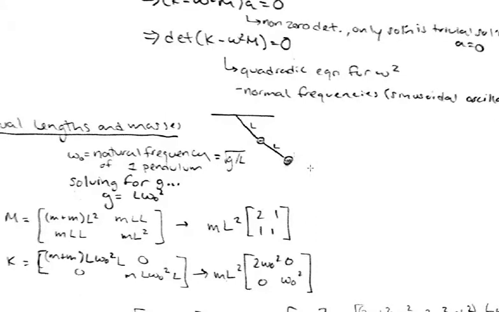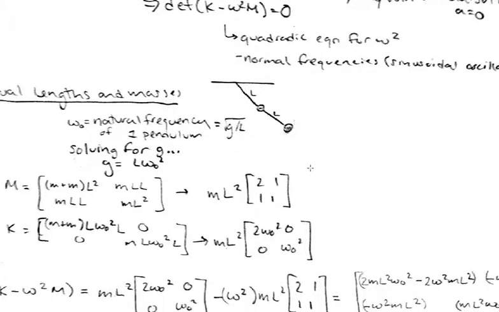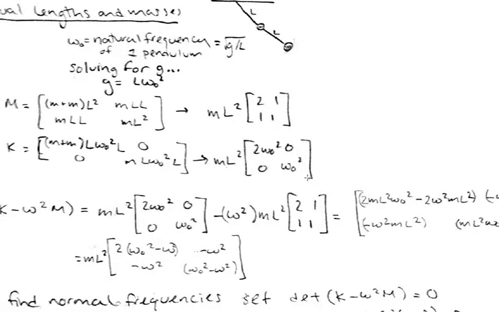So if we assume that there are equal lengths and equal masses, we know that the natural frequency of one pendulum is radical g over L. So solving for g, you get g is L omega naught squared. So to reduce the number of terms and simplify our equations, you get that M is now mL squared times the matrix 2, 1, 1, 1, and K is now mL squared times 2 omega naught squared, 0, 0, omega naught squared.